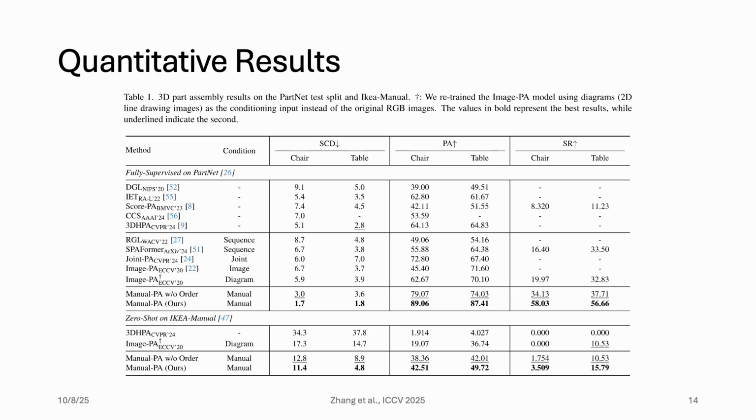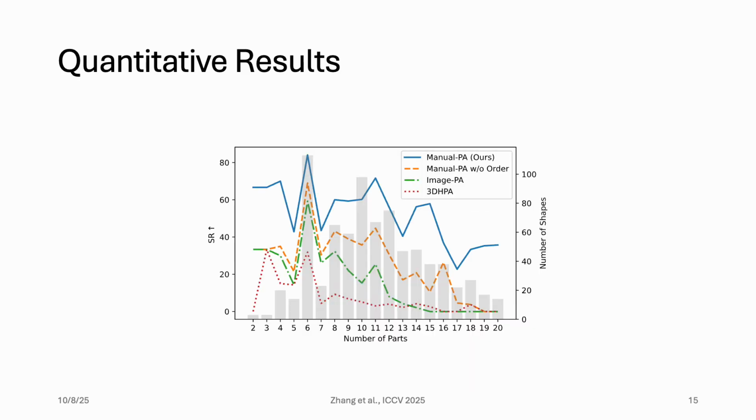Let's now turn to the experimental results that validate our method. This table presents the detailed performance on the PartNet and IKEA-Manual datasets. As you can see, across both datasets and against all prior methods, our ManualPA achieves state-of-the-art performance on all key metrics. The improvement is particularly significant in the success rate, or SR, which is the most stringent metric for this task.